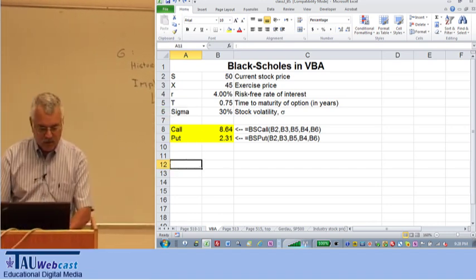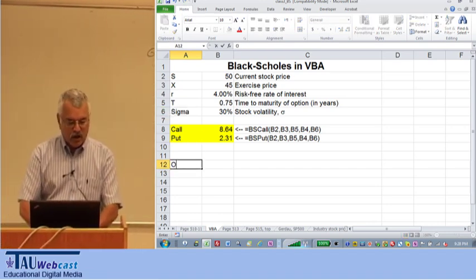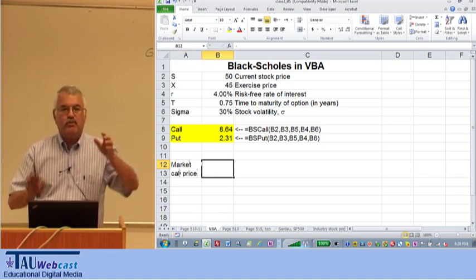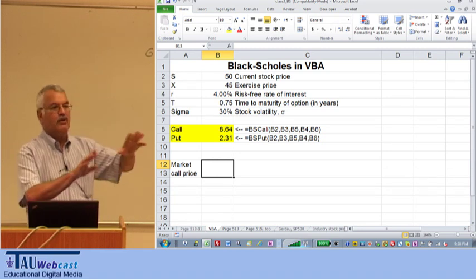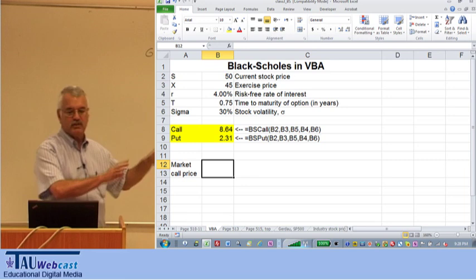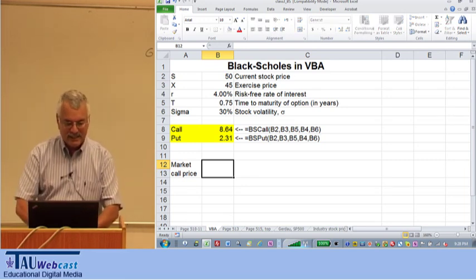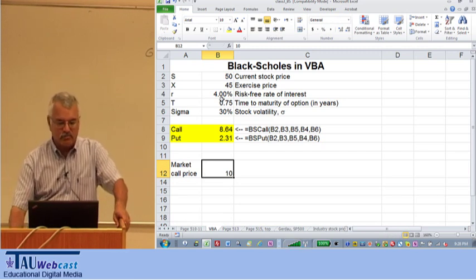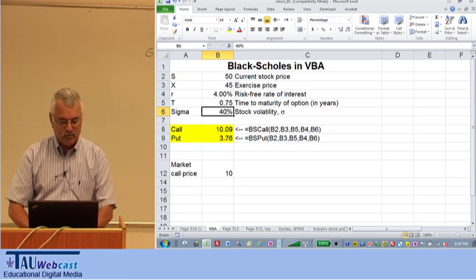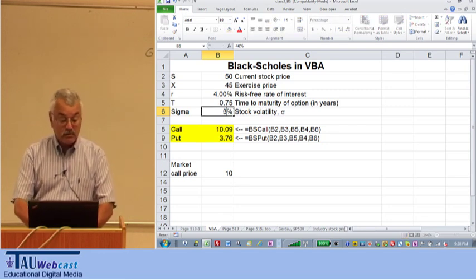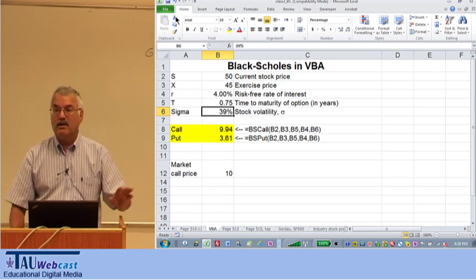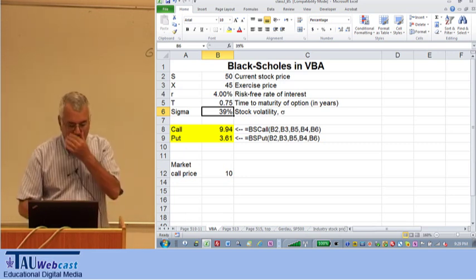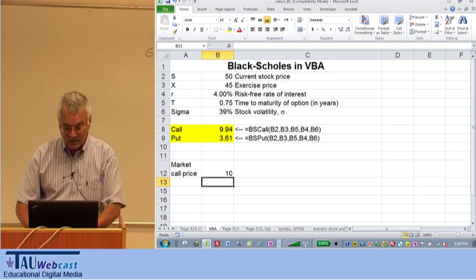Suppose that the market call price, meaning the price you observe in the market for this particular option, stock is 50, exercise is 45, etc., is $10. What's the standard deviation? Well, you can play with this a little bit. Is it 40%? Almost 39%. I'll leave this to you. It's obvious, right?